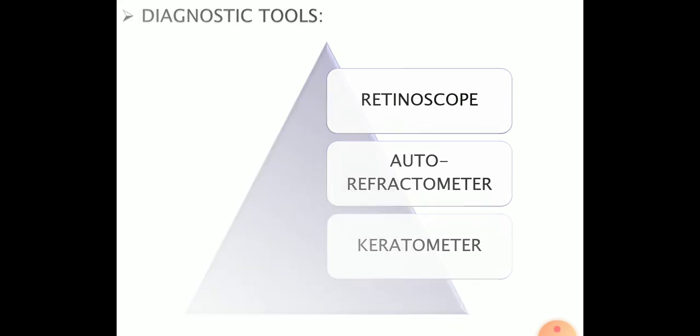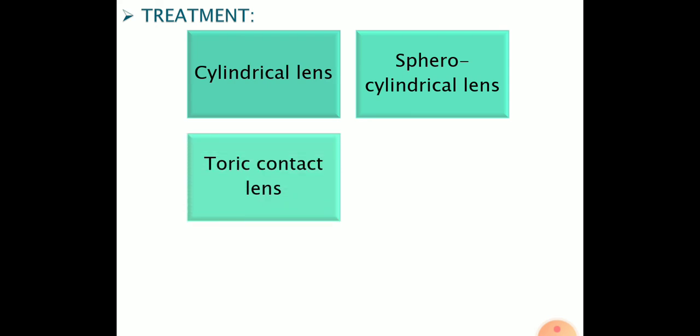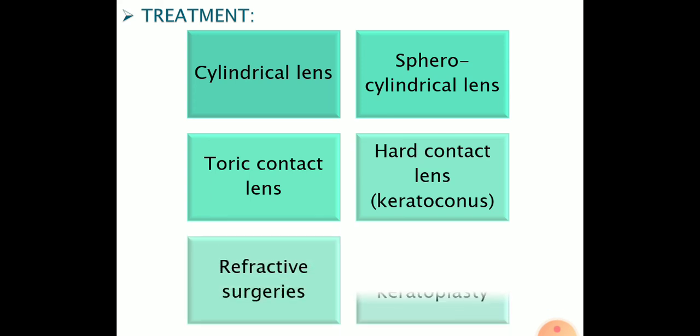Management of astigmatism. Cylindrical lens in simple myopic or simple hypermetropic condition. Spherocylindrical lens in compound hypermetropic or compound myopic or mixed type. Toric contact lens, hard contact lens in keratoconus. Sometimes refractive surgeries are done, and in keratoconus where there is corneal opacity, then penetrating keratoplasty is indicated.